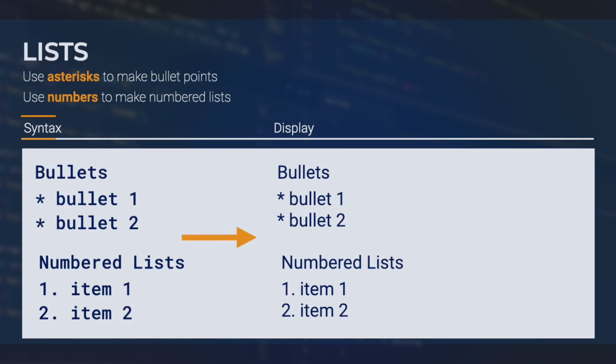A bulleted list is going to be an asterisk with a space. A numbered list is going to be a number with a period and then a space. And remember, if we need a new line, don't forget to put those 2 spaces at the end.